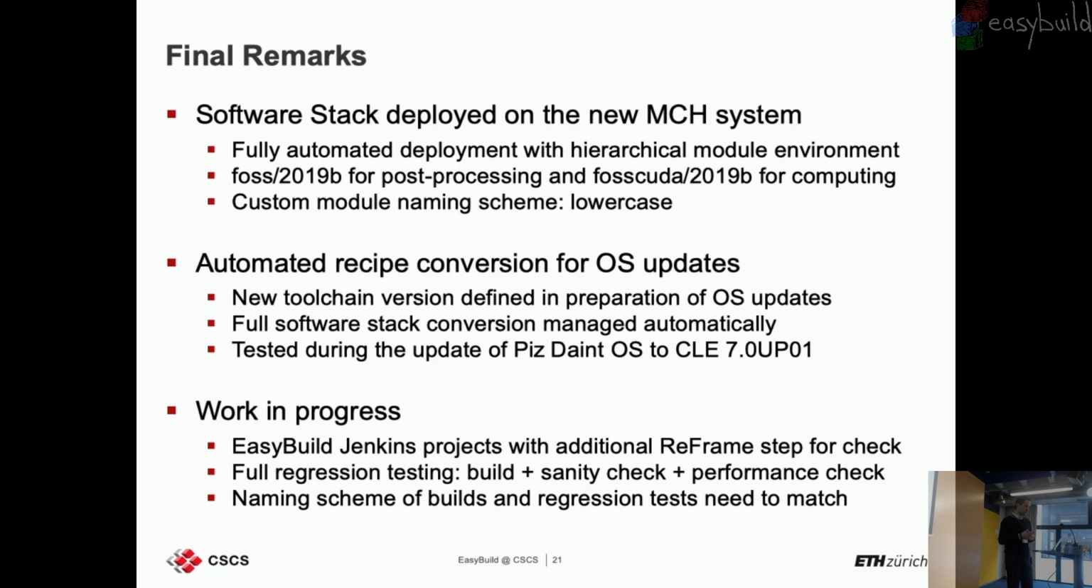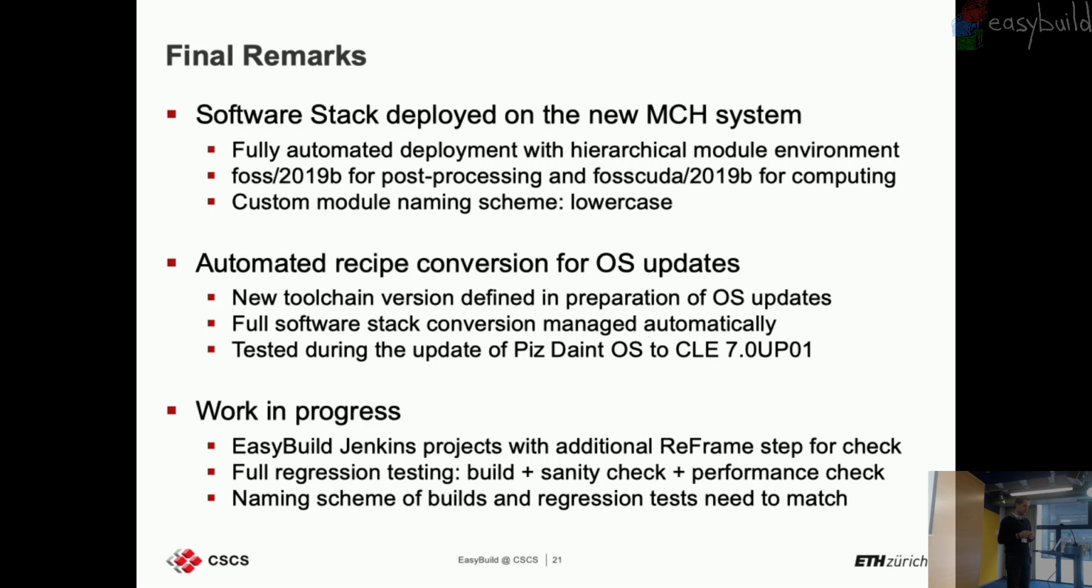Talking about developments that were improvements in our management of the software stack. As I mentioned, in the new MeteoSwiss system, we have now fully automated the deployment with this manual hierarchical module environment until we will have a Helm mode, hopefully. We used mainly FOSS and FOSS CUDA 2019b, so we have post-processing nodes and GPU nodes as well. So we use the two toolchains with the two software stacks for the two different nodes. Just the custom thing, we usually use the stock EasyBuild recipes for these two toolchains. We only have the custom module naming scheme, which is lowercase, due to the preference of MeteoSwiss developers.